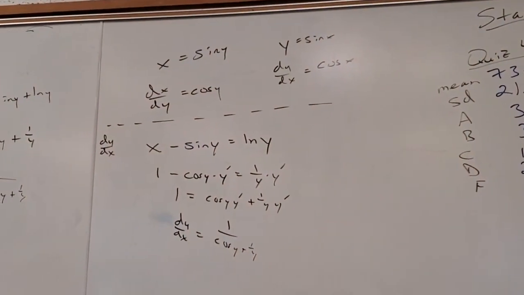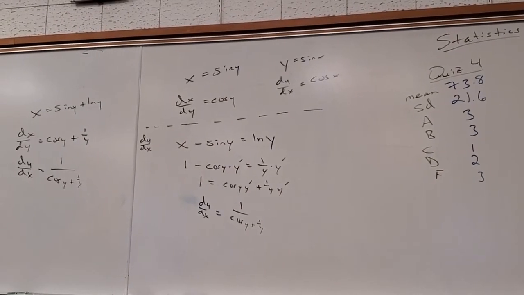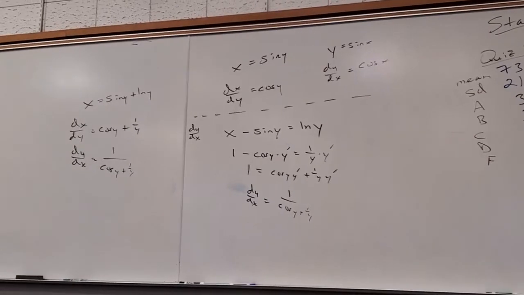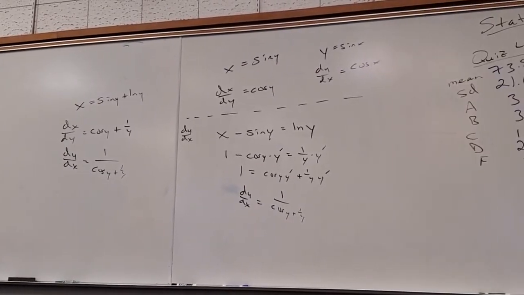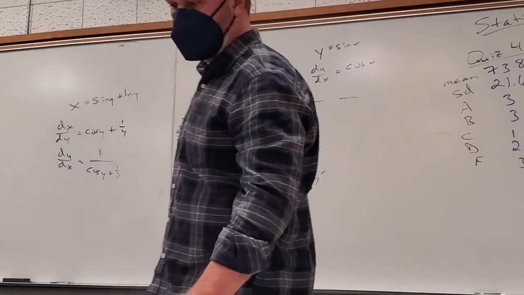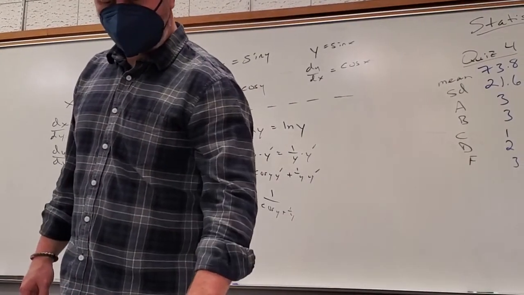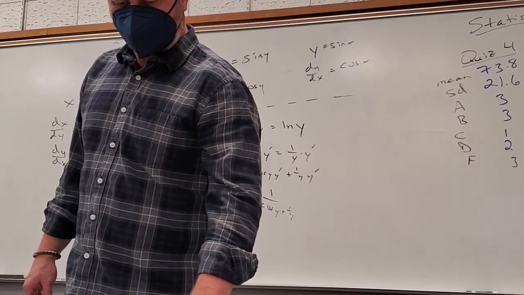Yes? In 3.1, there's a bunch of problems with ratios in that. I was confused. How are we supposed to solve them using just the power rule, if we don't know the change? You have to simplify. So give me an example. For number 22.